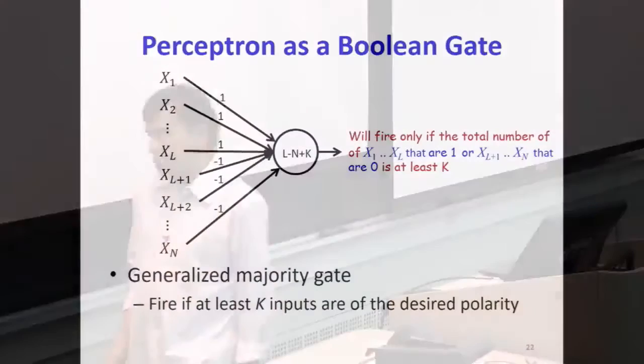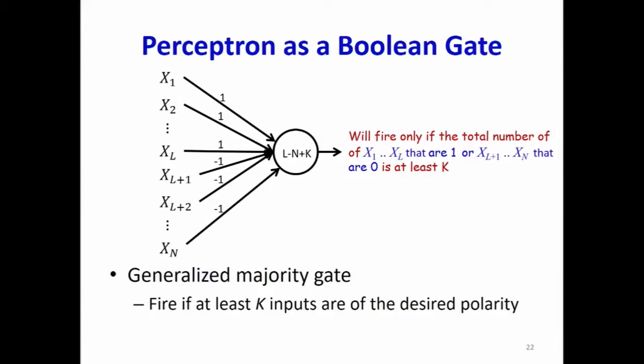I can even do something more interesting. I can say, well, I have a generalization of what I have. Negation is generally not a problem. We see that, right? If I want to negate an input, I just change the weight from 1 to minus 1. So negation is not a problem. So let's not worry about negation.